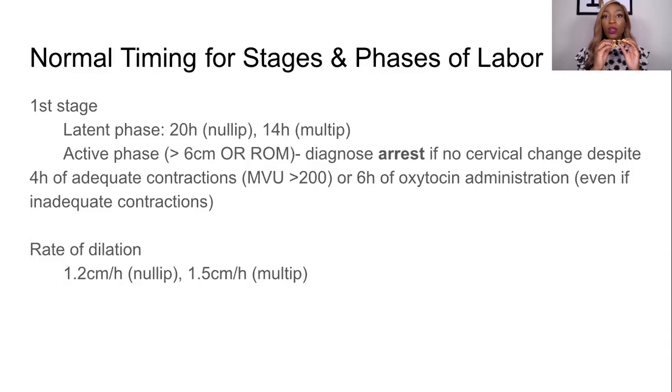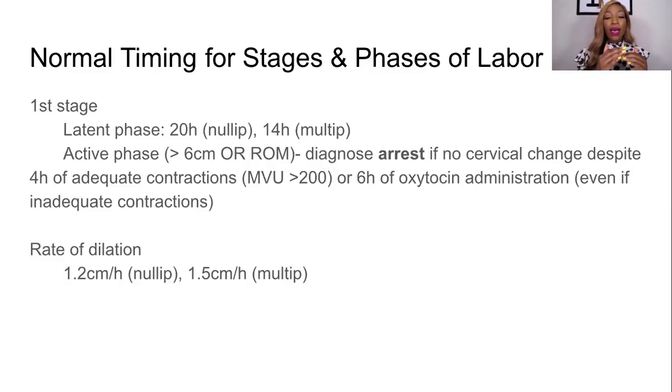And basically that we will talk about in a different lecture completely, but we're measuring the Montevideo units. It's the area under the curve from the baseline to the peak of the contractions. And if that is greater than 20, then, not 20, 200. I'll say that again. If that is greater than 200, it is considered adequate.